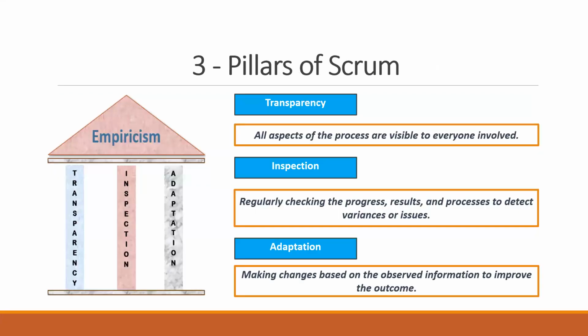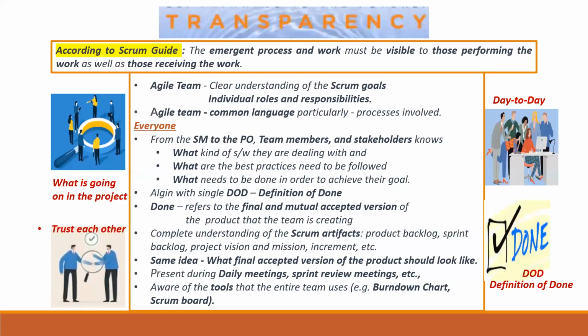There are three pillars of Scrum in empiricism. The first one is transparency, where all aspects of the process are visible to everyone involved in the Scrum team. Next is inspection. Inspection refers to regularly examining the progress and the product being developed. The third is adaptation. Adaptation is the pillar that emphasizes the ability to make changes based on the observed information to improve the outcome. Next, we will look at each pillar in detail.